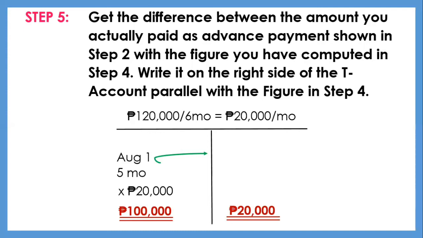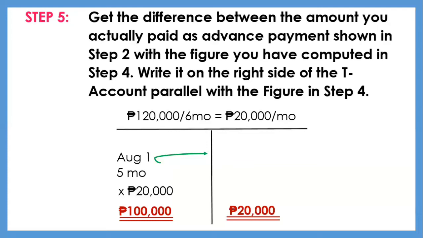So what is meant by this? Now, 100,000 pesos represents the amount already earned by the business as of the demarcation line, which is the accounting period of the company. This is also the income portion of the advance payment at the end of the accounting period. On the other hand, the 20,000 pesos represents the amount not yet earned by the business as of the demarcation line, which is the accounting period of the company. And this is the liability portion of the advance payment at the end of the accounting period.